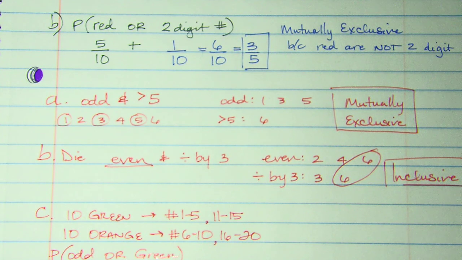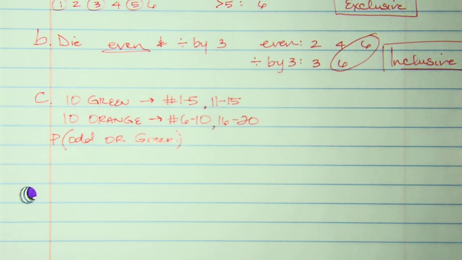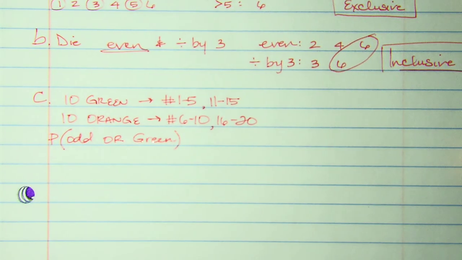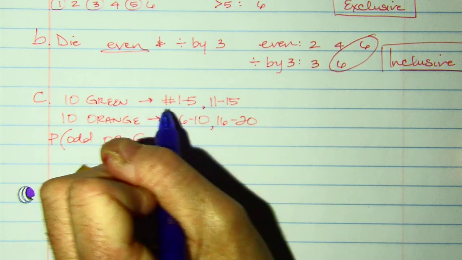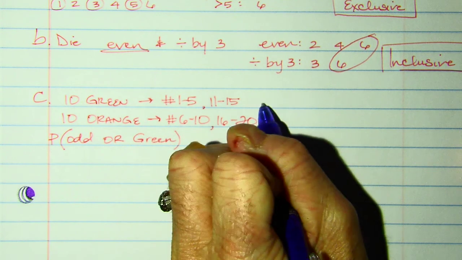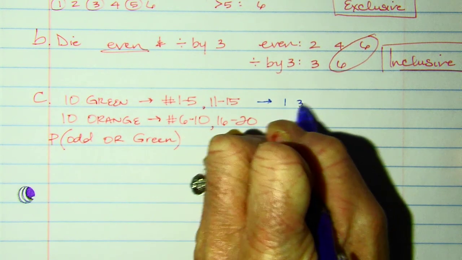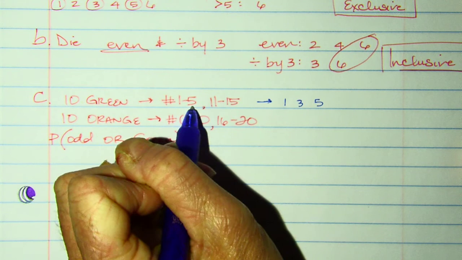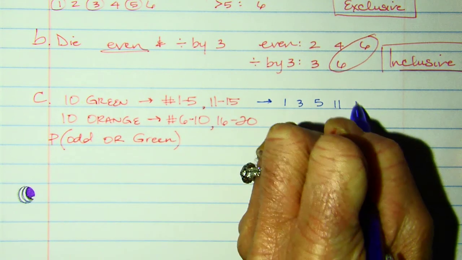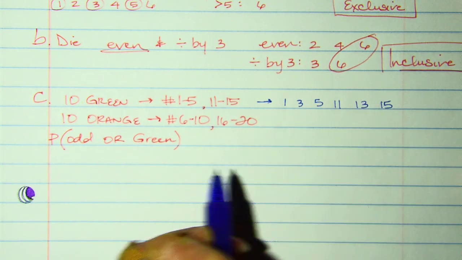green? So let's do a little investigating. I'm sorry that the screen is a little blurry. So let's do odd. I have to find all the odd numbers. So my green odd numbers would be 1, 3, 5, right? 1 through 5. 11 through 15, 11, 13, 15.